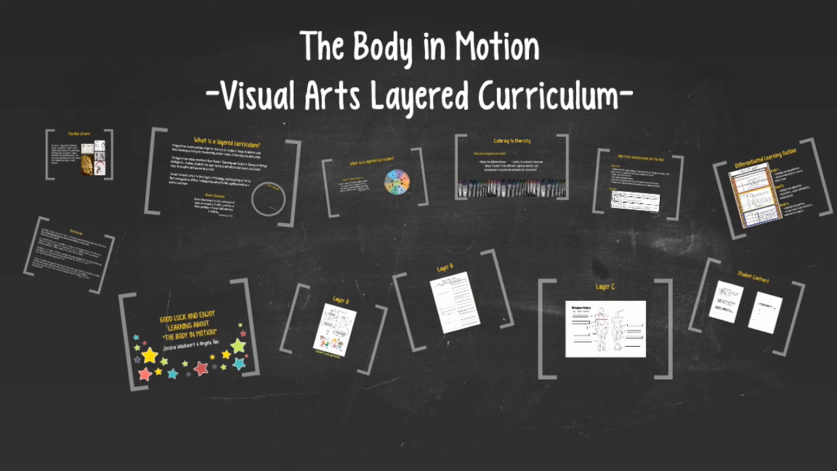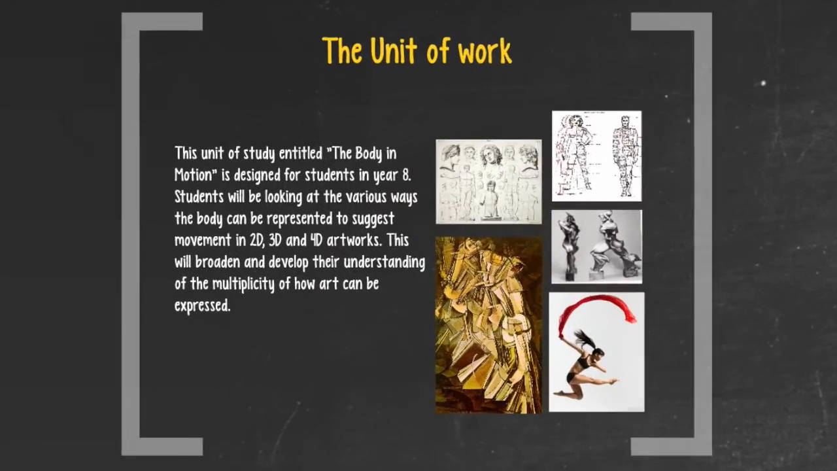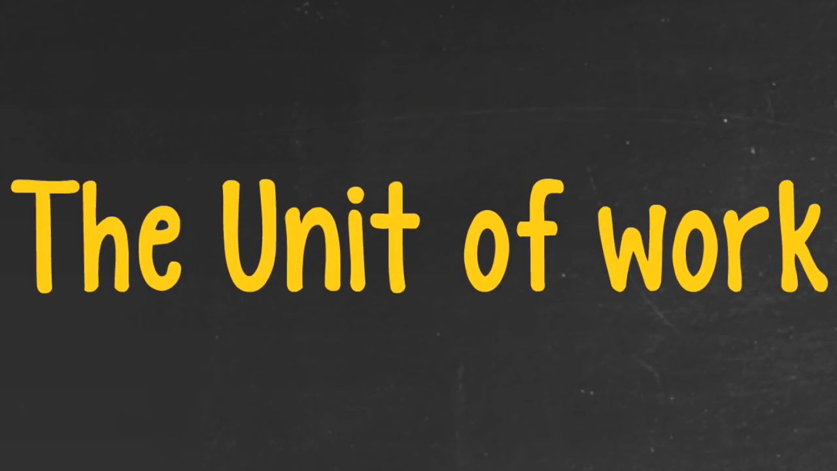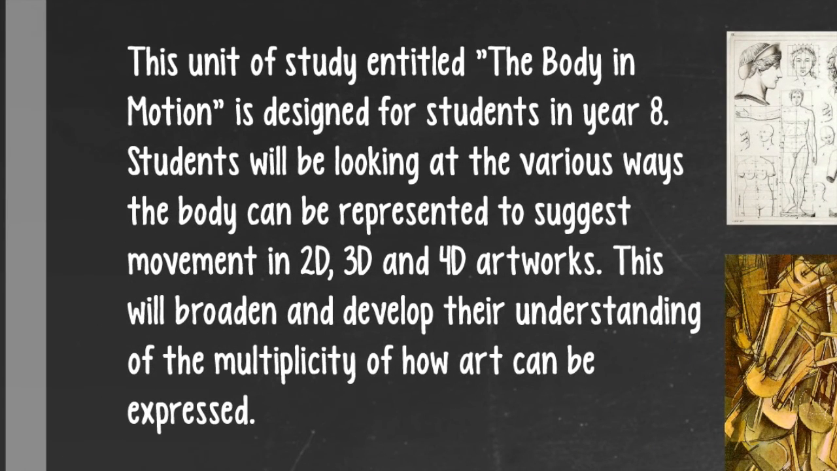Today we'll be looking at The Body in Motion, a visual arts layered curriculum. The unit of study is entitled The Body in Motion and is designed for students in Year 8. The students will be looking at the various ways the body can be represented to suggest movement in 2D, 3D, and 4D artworks. This will broaden and develop their understanding of the multiplicity of how art can be expressed.